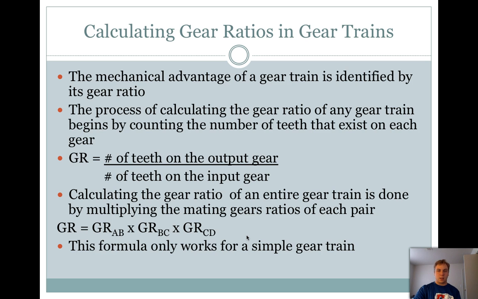The process of calculating the gear ratio of any gear train begins by counting the number of teeth that exist on each gear. GR, or gear ratio, equals the number of teeth on the output gear divided by the number of teeth on the input gear.